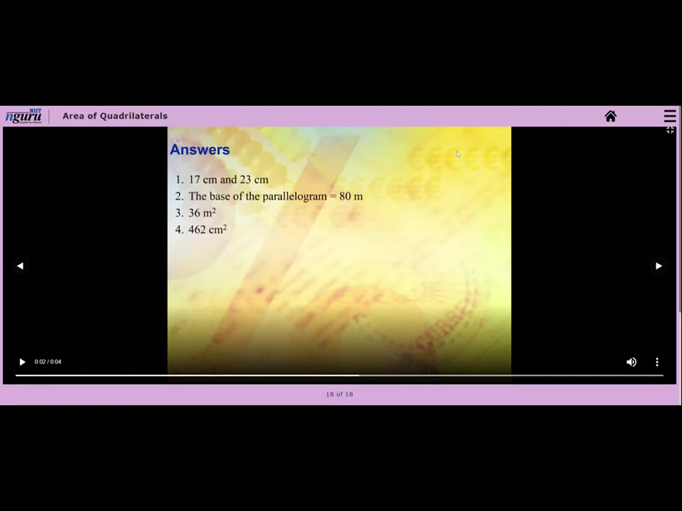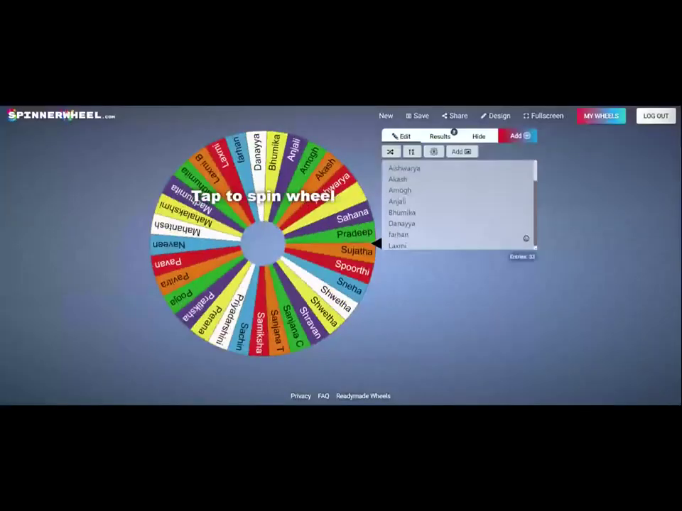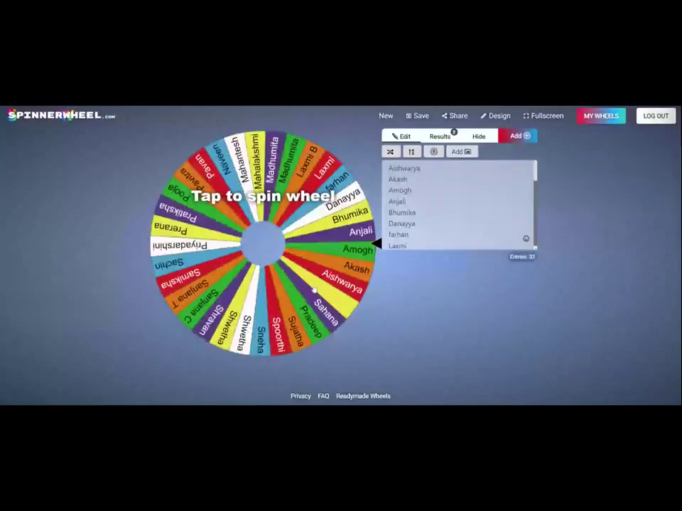Okay. Now somebody wants to do quiz. Correct? Somebody asked for quiz. Yes, let us do that. You want area of triangles or quadrilaterals? Triangle. If you want the area of triangles, you have to keep your book and pen ready. So we will start area of triangles. Shall we do spinning wheel? Okay. Can you see my screen? Yes, ma'am.